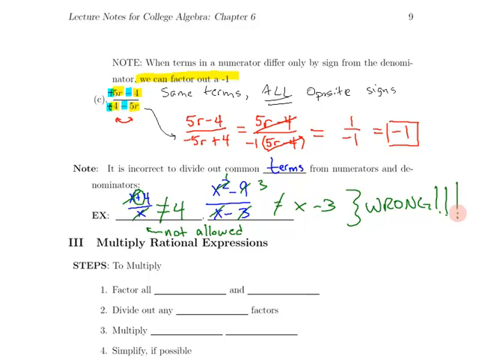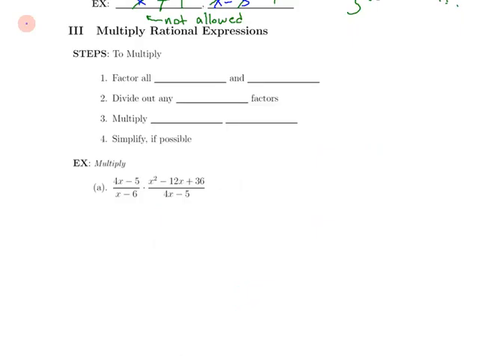The only thing you're going to cancel whenever you start slashing things out, and you do it with sound effects if you have to, you can only cancel if they're connected to the rest of the numerator or denominator by multiplication. That's the only time you can do that.